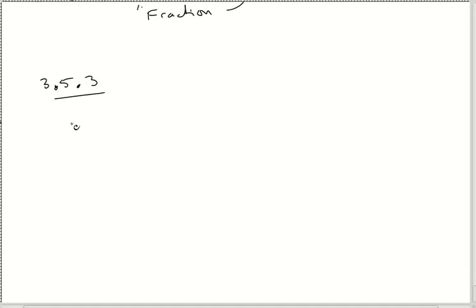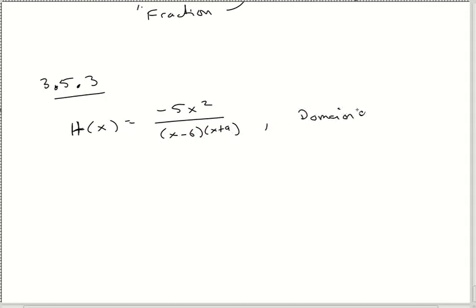So, 353 going right in. They say I got h of x is equal to negative 5x squared divided by x minus 6 and x plus 9. And they say find the domain of this thing. Well, I'm going to ask you a question. Do we have division? Yes. So I want to know when is the bottom equal to 0.